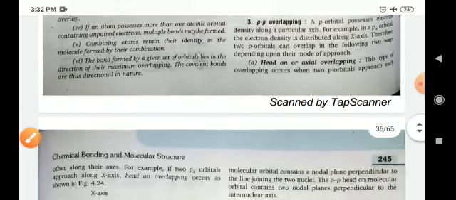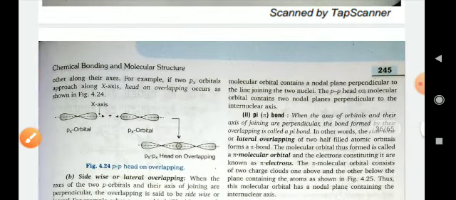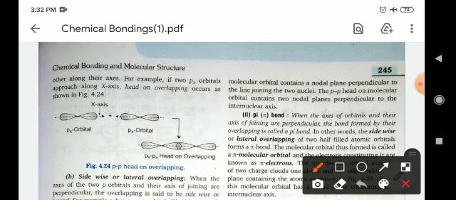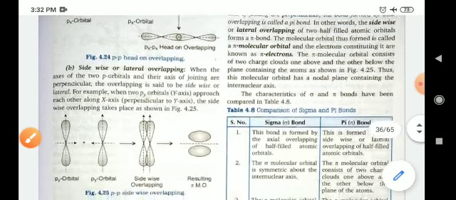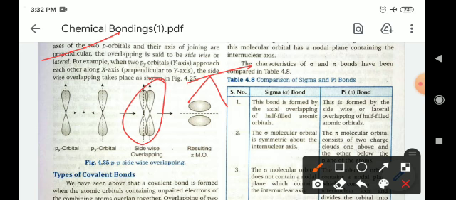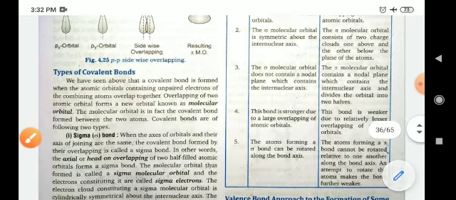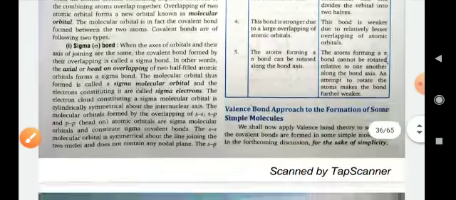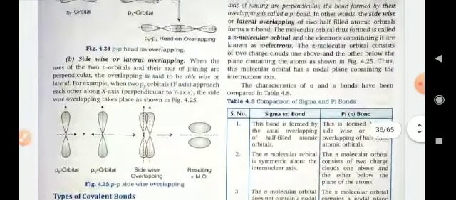And p-p overlapping is of two types. One is axial overlapping, in which a sigma bond is formed. The other is known as sidewise or lateral overlapping, and in this type of overlapping a pi bond is formed. So these are basically the types of bonds.